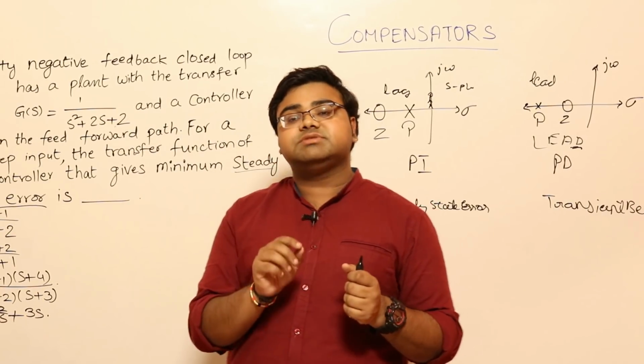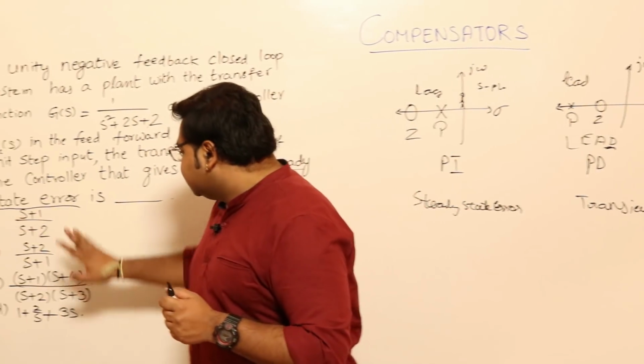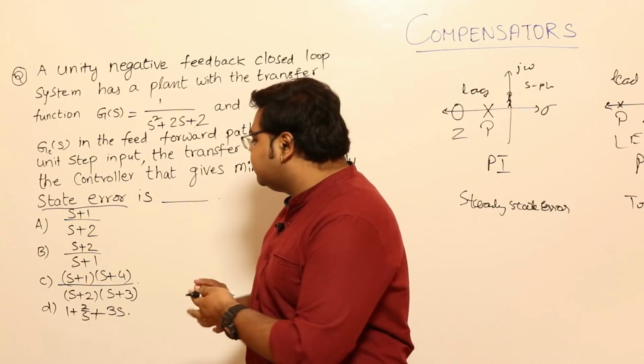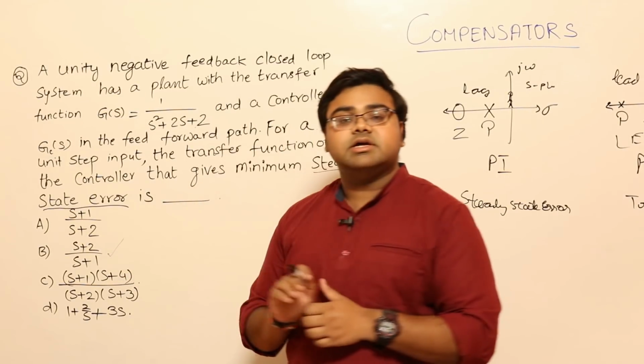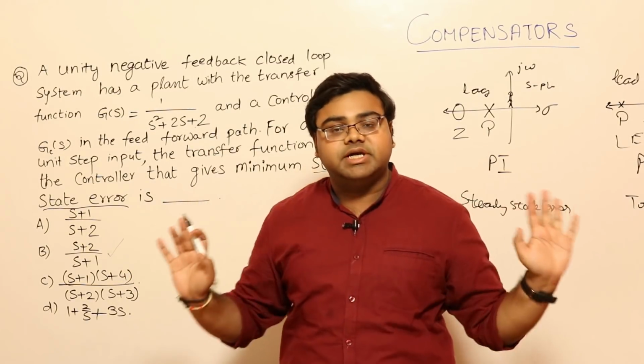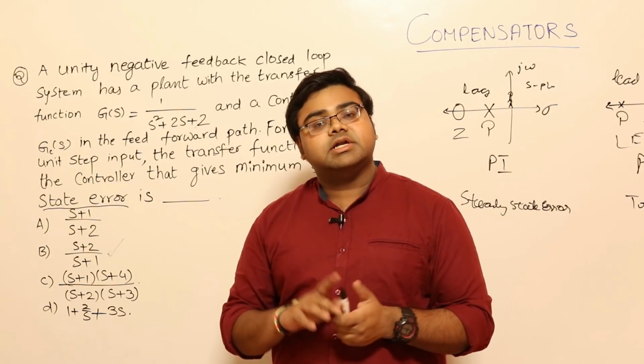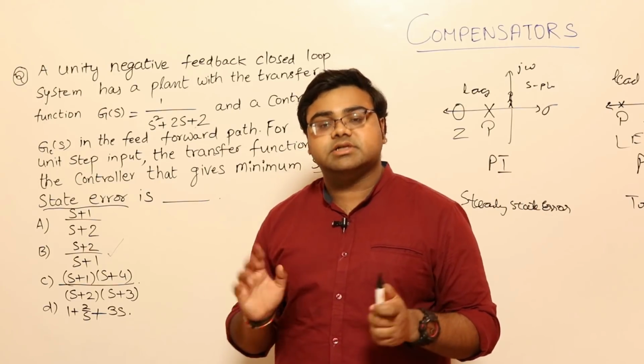So the pole magnitude must be lesser than the 0 magnitude. My pole magnitude must be lesser than my 0 magnitude. So option B is right. You don't have to use any mathematics to solve this question. Alright. Now let us see another interesting question.